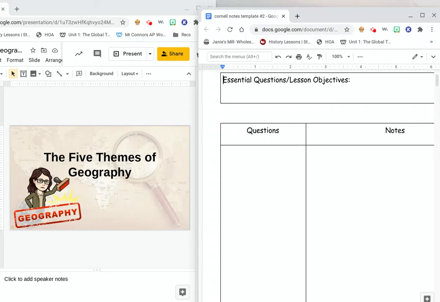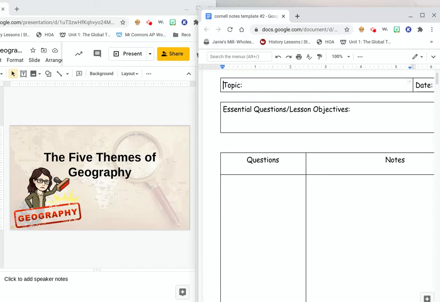All right, so in case you missed the ending of the lecture, the beginning of the lecture, or the entire lecture, this is a review of the 5 themes of geography as we discussed in class. I'm also going to take some notes on the side so that you can see generally what I hope your notes look like, or at least the content that I expect you to have.